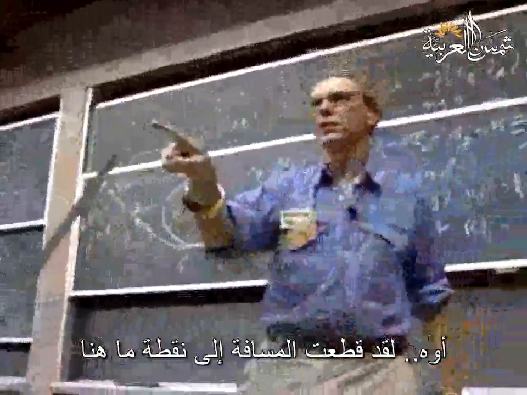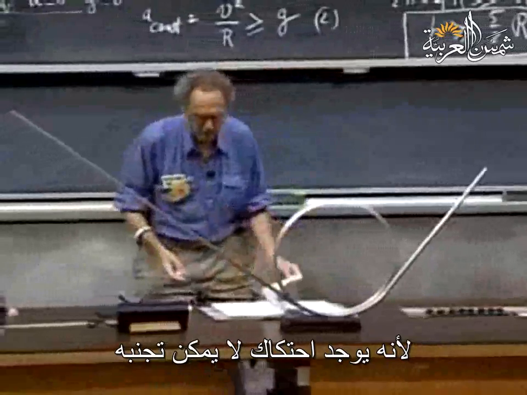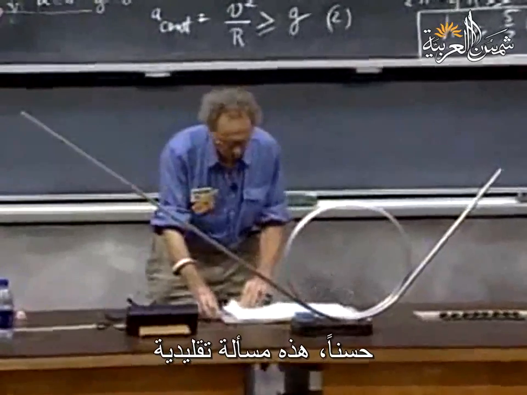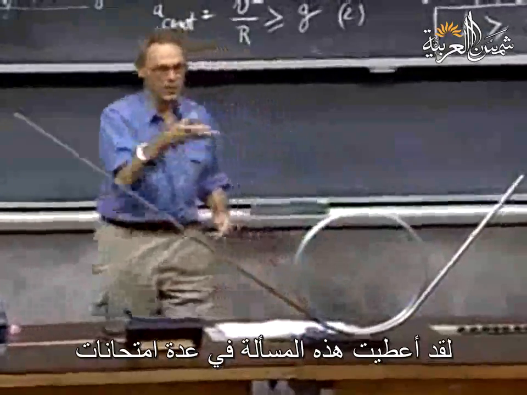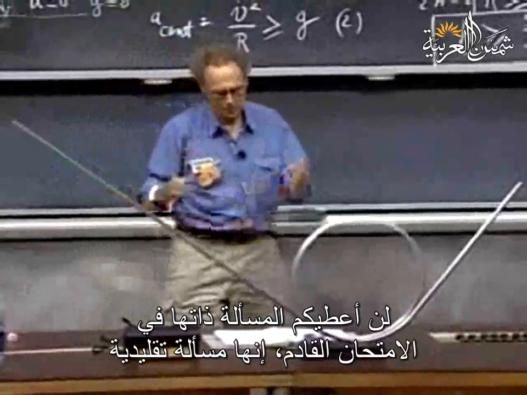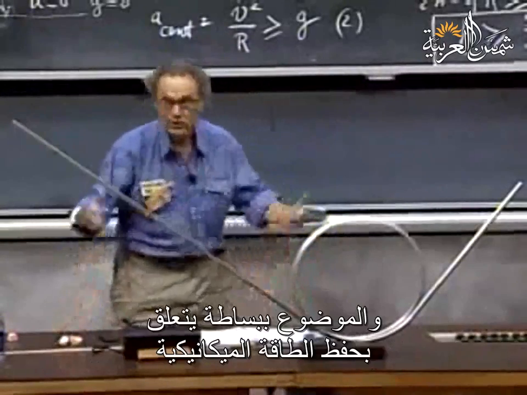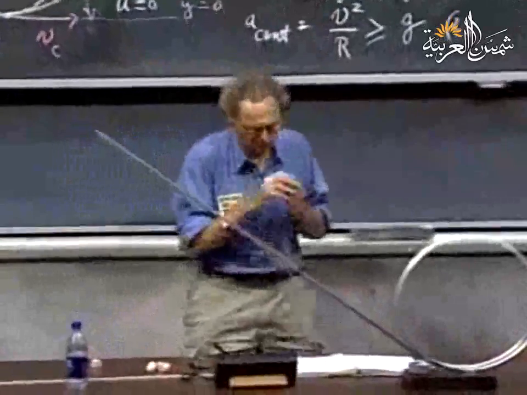Oh, it made it somewhere to here. It's a little lower than that level, because there is some friction that's unavoidable. All right, this is a classic one. There are many exams where this problem is being given. I won't give it to you this time, but it's a classic one. You see it on the general exams for physics, and it's simply a matter of conservation of mechanical energy.